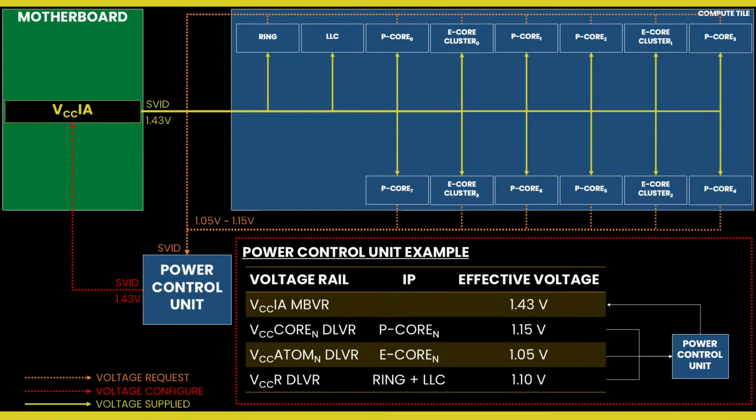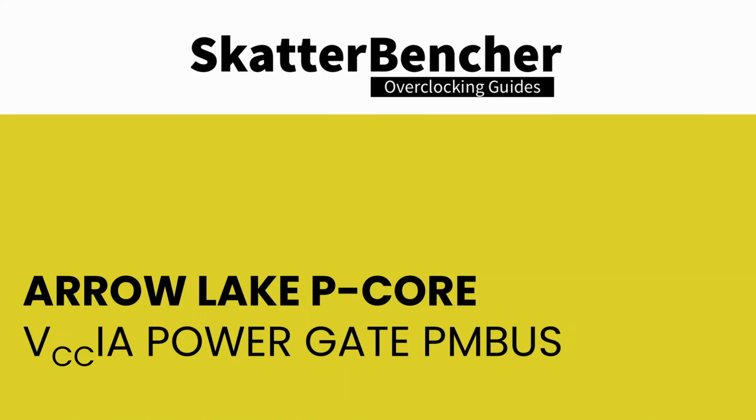That's obviously way too high for the target frequency and would quickly result in an overheating system. But this is how the voltage was configured on previous generation Raptor Lake processors. Fortunately, there's another way to approach power gate mode. Ignore all the SVID requests and calculations and set the VCC-IA voltage regulator directly over PM bus. That basically means that we have direct control over the VCC-IA voltage output.